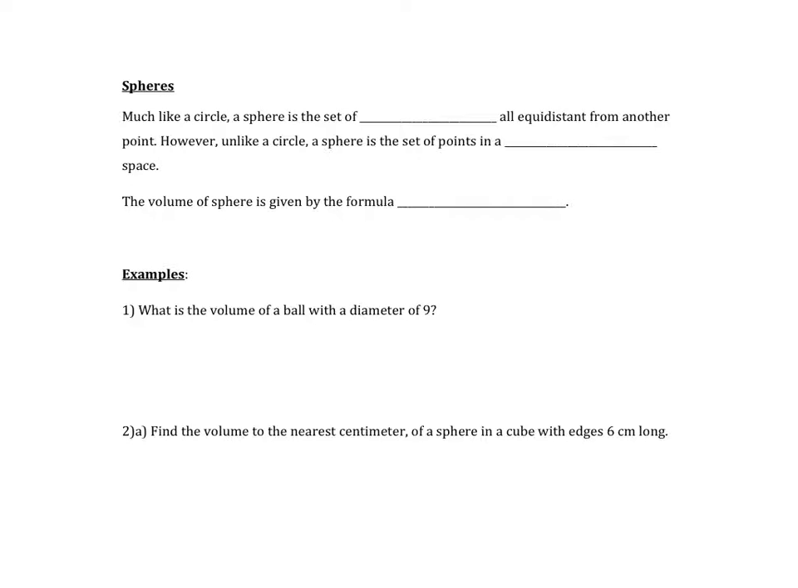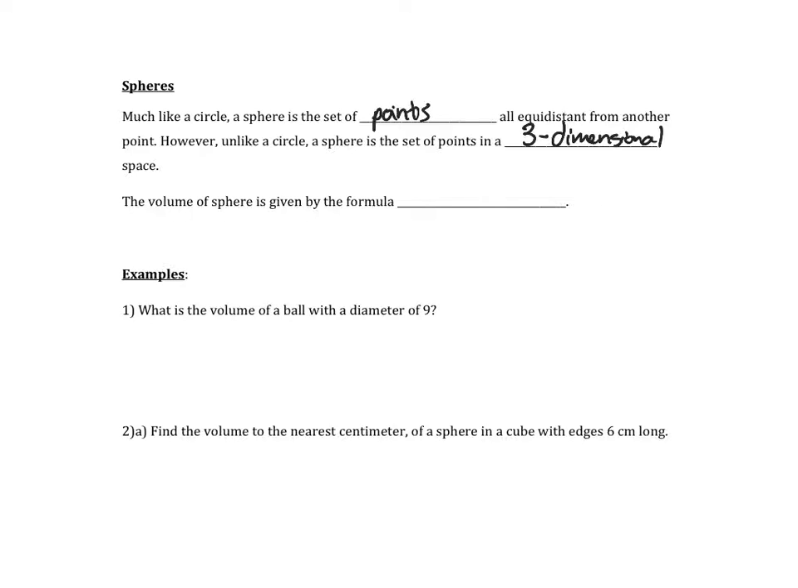Okay, so like a circle, if you remember the definition of a circle, was a set of all points equidistant from a point. A sphere is a set of all points equidistant from another point too. So you might say, well, how does it differ? Well, unlike a circle, a sphere is a set of points in a 3-dimensional space. So when we talk about circles, we're only talking about all the points in a two-dimensional space. When we talk about spheres, we're talking about all the points in a three-dimensional space.